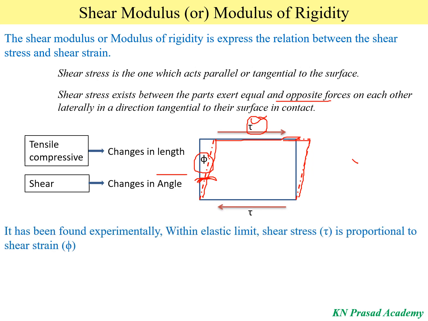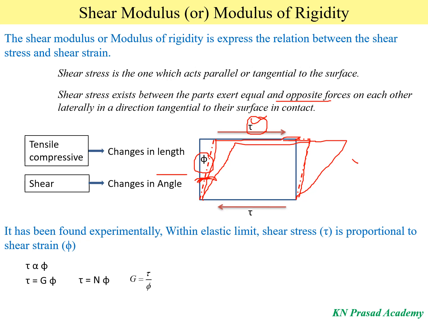Now we will find the relationship between the shear stress and the shear strain. In the diagram we have to observe one thing. When we increase the tau value, it obviously results in an increase in the shear strain. When increasing tau, this angle will increase. So within the elastic limit, shear stress is directly proportional to shear strain, which means tau is directly proportional to phi.